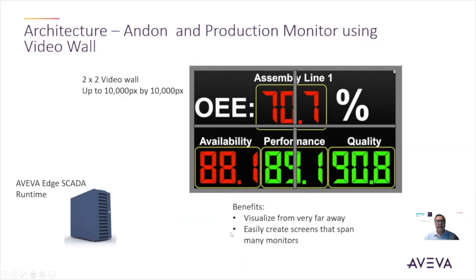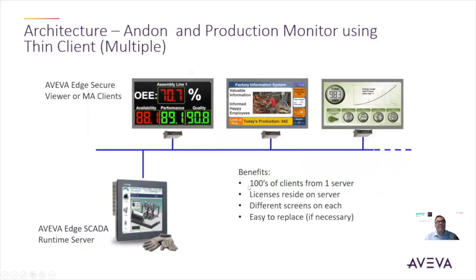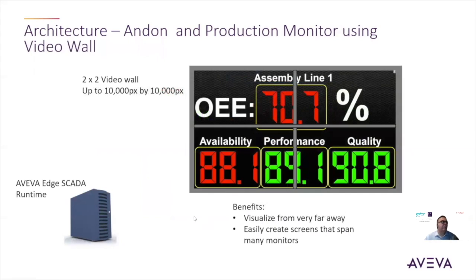Again, this gives you the ease of creating screens that span multiple monitors very easily, from one runtime. And as I mentioned on the previous slide, you can have hundreds of these clients off of one individual server. So it's not a video cable. This is a network, and each of these could be different screens. They could be the same screen, dependent on where that is located, whether it's a manufacturing cell, a zone, a region, the cafeteria, etc. So lots of different capabilities when it comes to that.